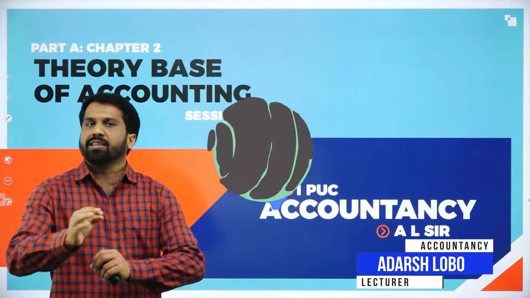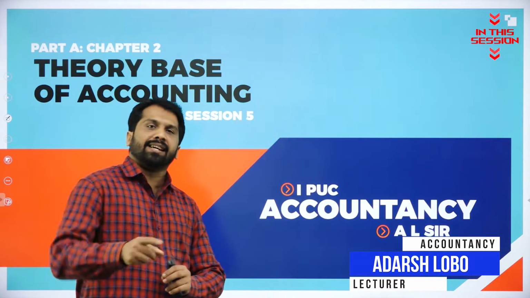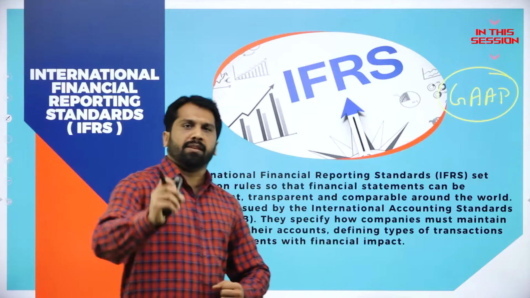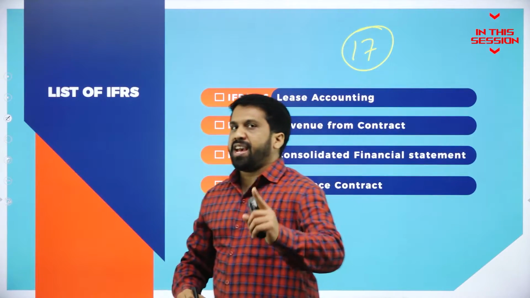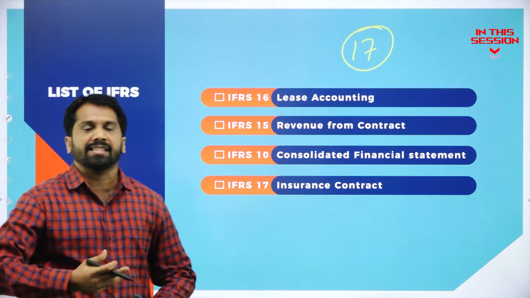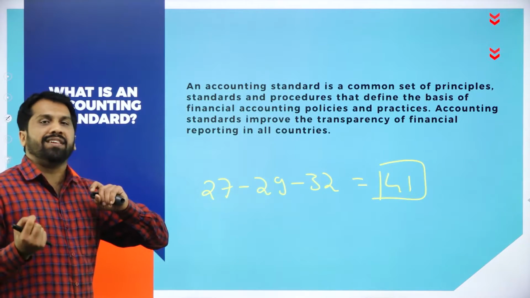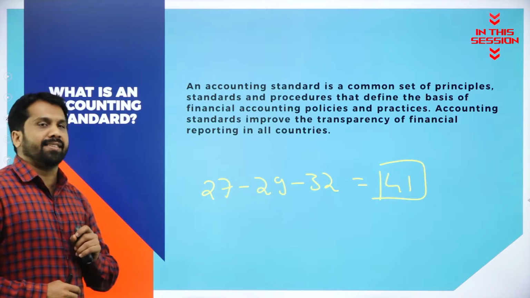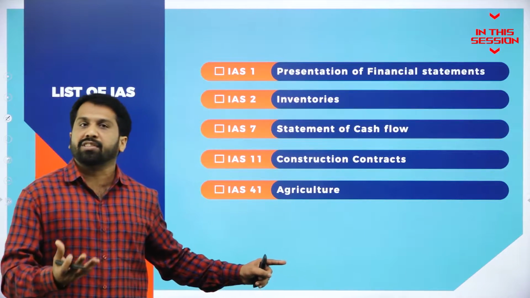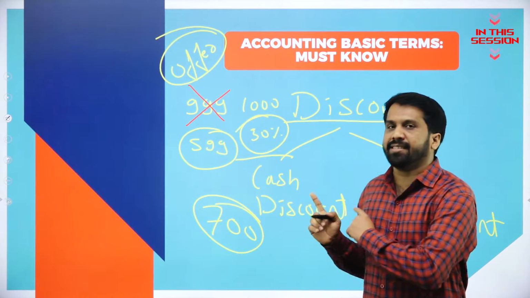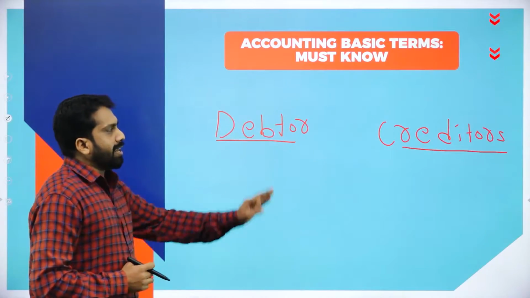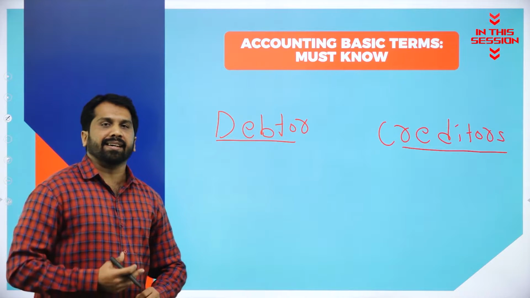The basic knowledge you must have. In detail, you will learn. Everybody should follow one rule. How many rules we have? We have 17 IFRS right now. What is the meaning of Indian accounting standards? All the accounting standards which are framed, we completed all your accounting concepts. This we call it as trade discount. Who is called as debtor and who is called as creditors?